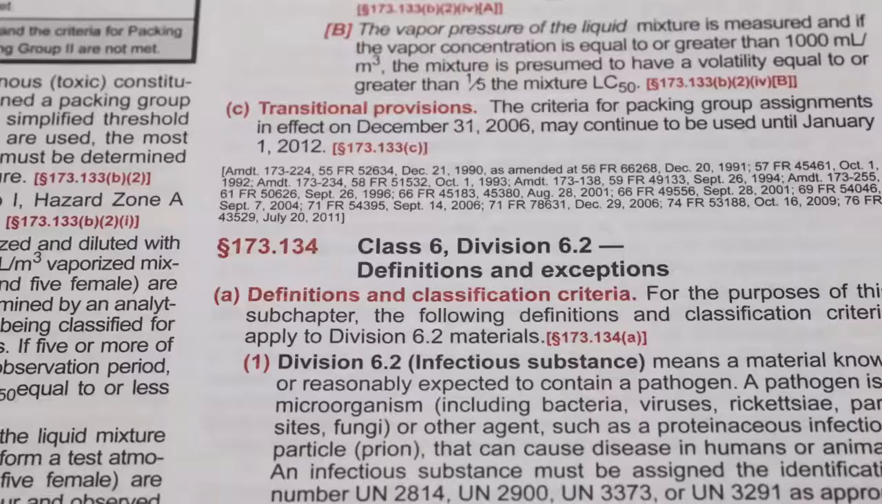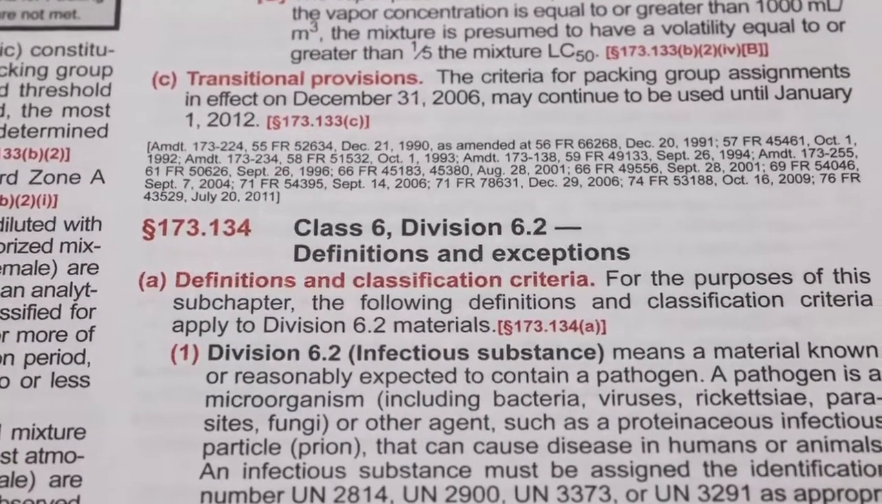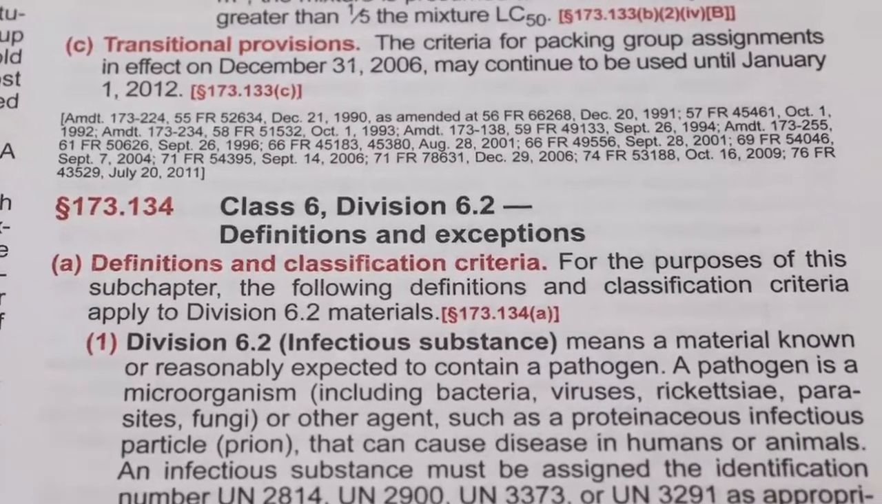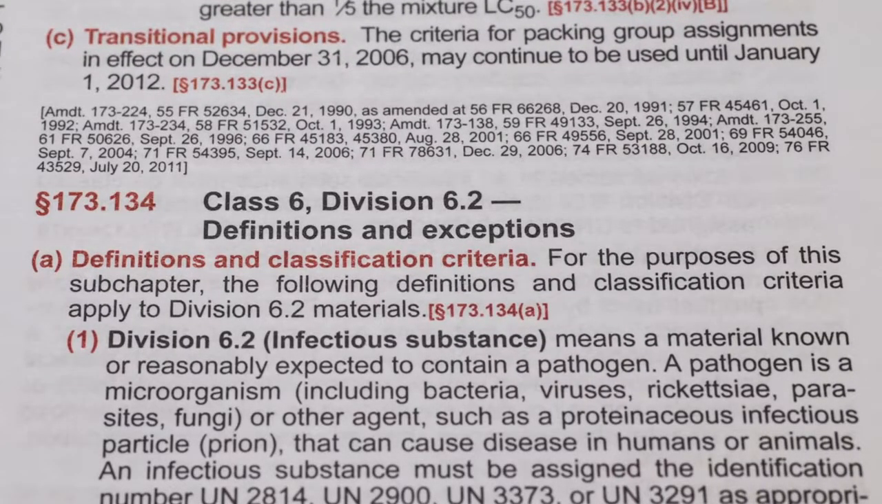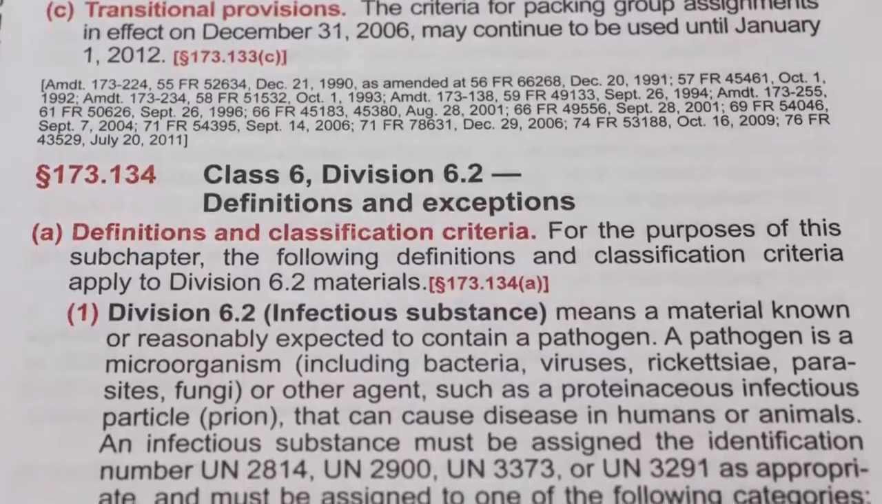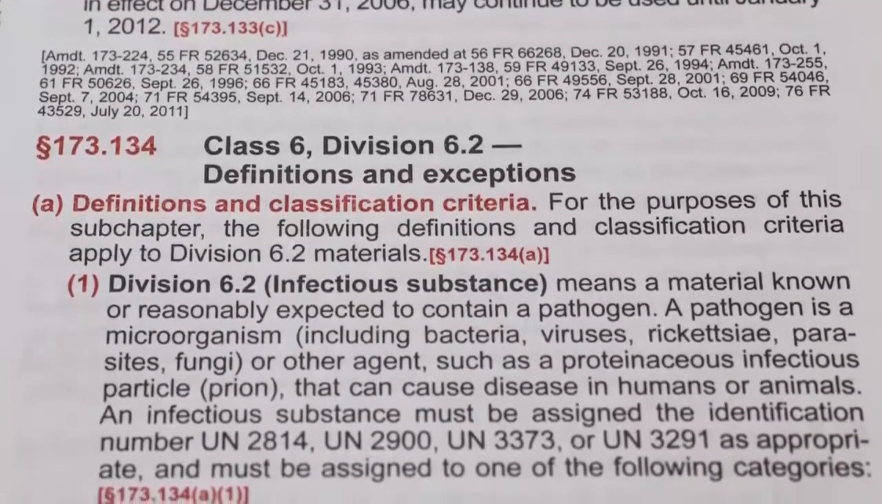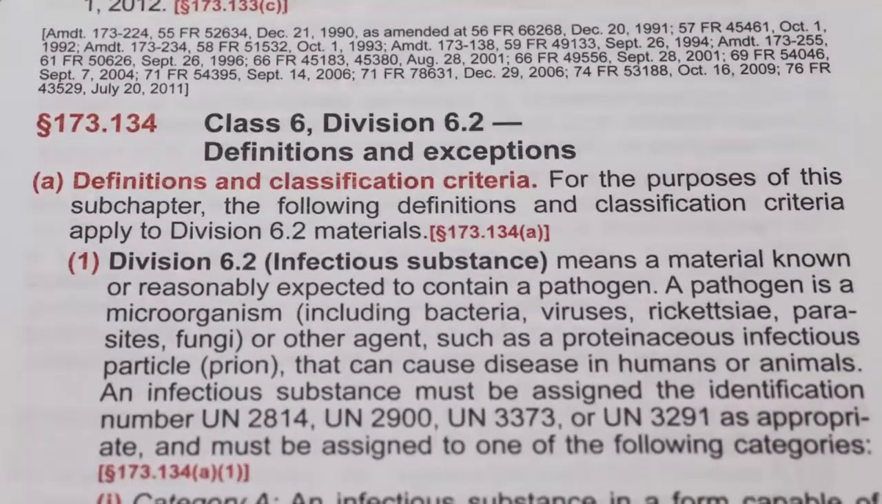Now, those shippers that ship Division 6.2 materials are probably going to be those shippers that ship only these types of materials and nothing else. So this may be a very specialized training program for those trainers that are involved in training for Division 6.2. In 173.134, the regulations state that a Division 6.2 infectious substance means a material known or reasonably expected to contain a pathogen.